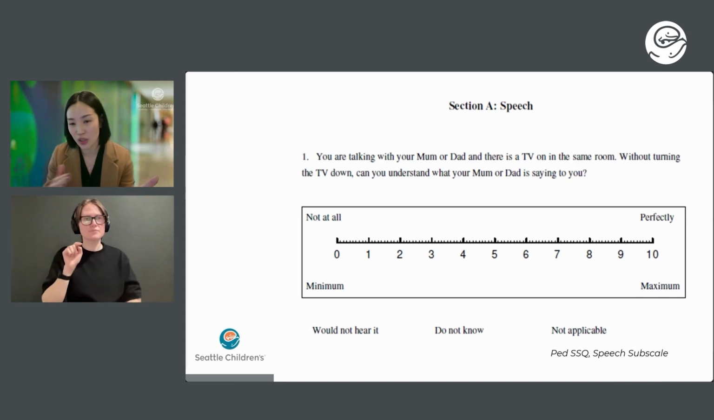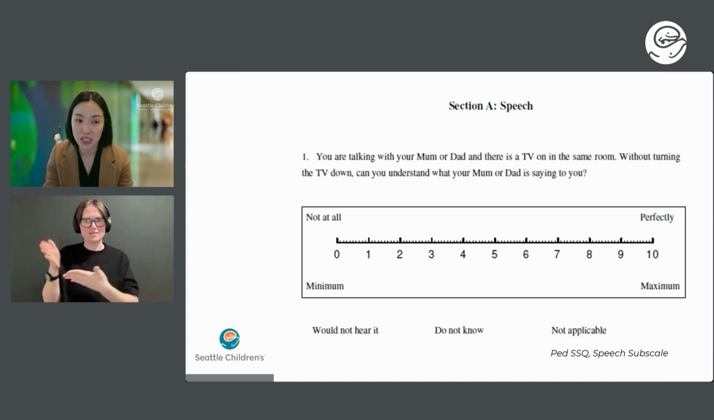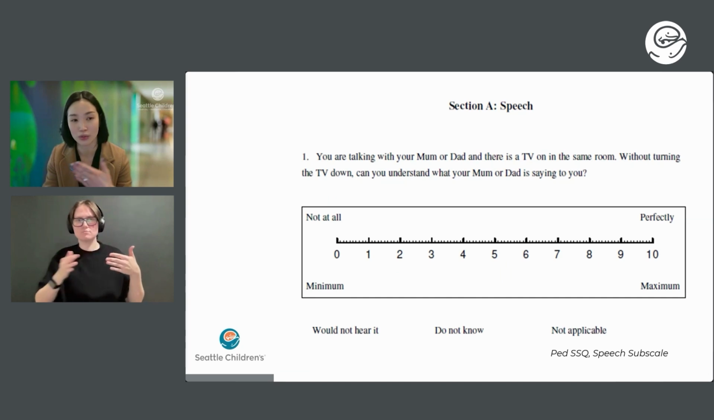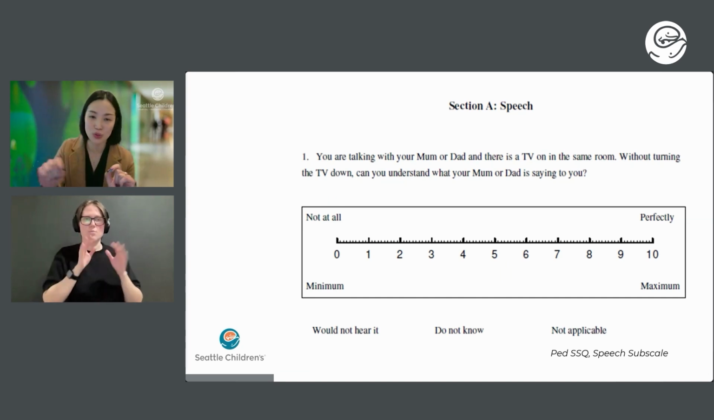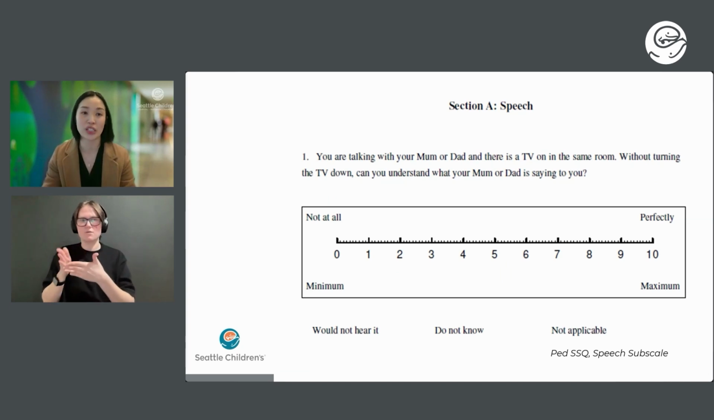This is how kids are asked to fill out the SSQ. So it's on this sliding scale rating of I'm not experiencing any difficulty at all versus I can't hear anything at all, or I can hear perfectly. And kids are supposed to choose on the sliding scale how they are doing in a particular situation.